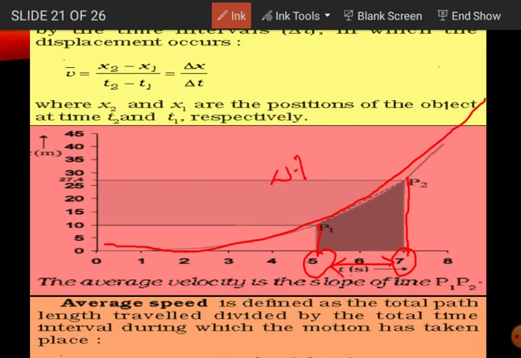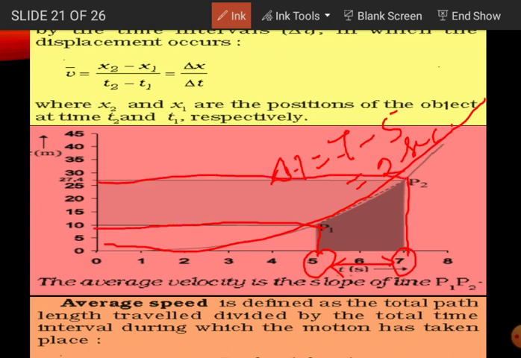So your Δt will be what? Final time is 7, initial time is 5. So 7 minus 5 will be 2 seconds. During this 2 seconds, if you want to find the average velocity, you need to find the change in distance. From this graph, you draw a perpendicular onto the y-axis, and this is the distance-time graph. So the change in distance will be what? The graph is showing 27.4, and here it is 10. So your change in distance will be final distance 27.4 minus initial distance 10. Got it?